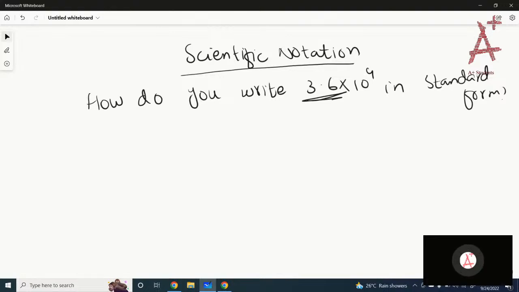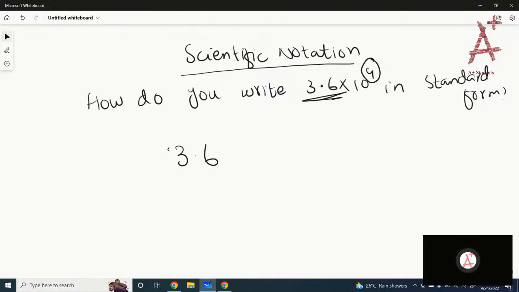So basically, the power of the 10 tells how many places to the right to move the decimal point. So here the power of the 10 is 4. That means you need to move the decimal point 4 places right. Got it? So you have only one place right after the decimal. So you want to move the decimal point 4 places right.